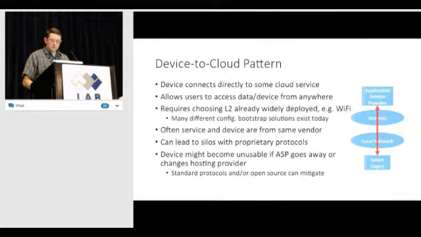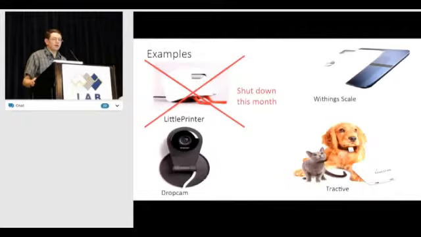So here's some examples of devices on the market today that fit into this category. And the top left one, Little Printer, is interesting because this cloud service is actually shutting down this particular month. And so it's an example of that case at the bottom of the last slide. They've chosen to open source their implementation to allow somebody else to do cloud services. So they've already had to go through this.